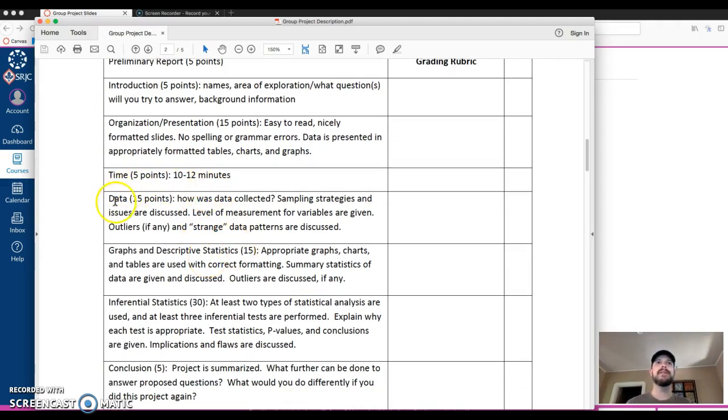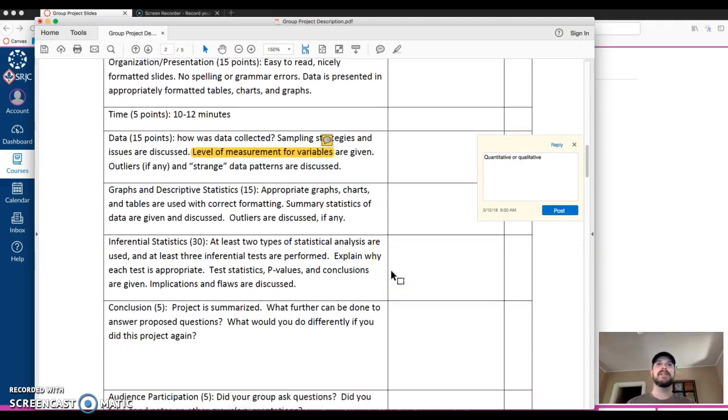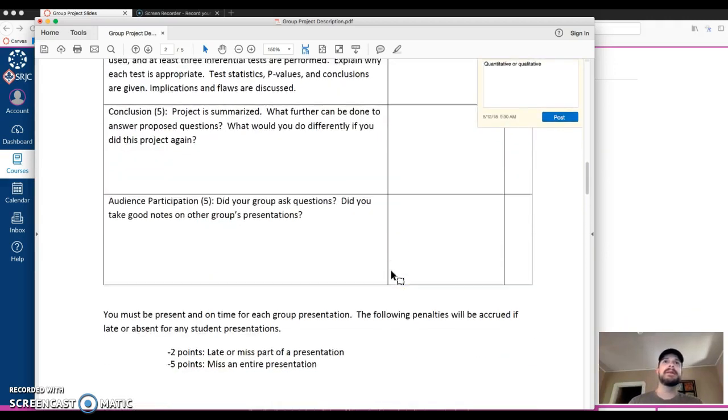The one note I want to make here on the data category, there's something called level of measurement for variables given. For that, use a different textbook that goes into more specificity on this level of measurement. But for our class, that just means are the variables used quantitative or qualitative? I think it's more quantitative, correct? Okay. All right, so I want to go through a couple hints.